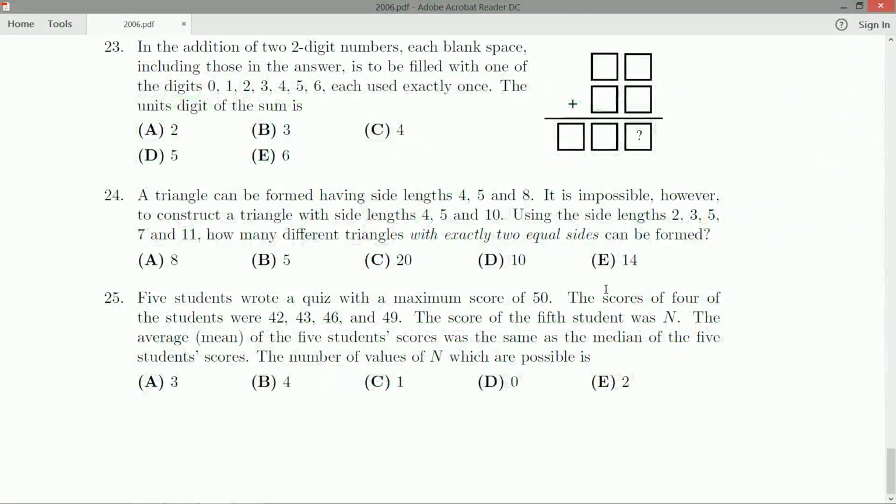Hello, everybody, and welcome back to more of the Grade 7 Gauss from 2006. Sadly, this is going to be the end of the Grade 7 Gauss, at least for the next little bit. We'll be moving on to the Grade 8 Gauss after this. It's question 25, the last question on the contest.